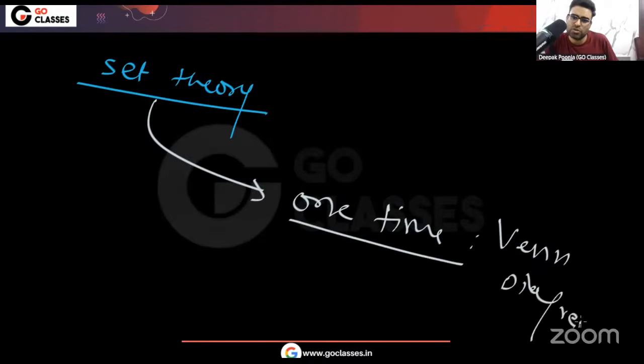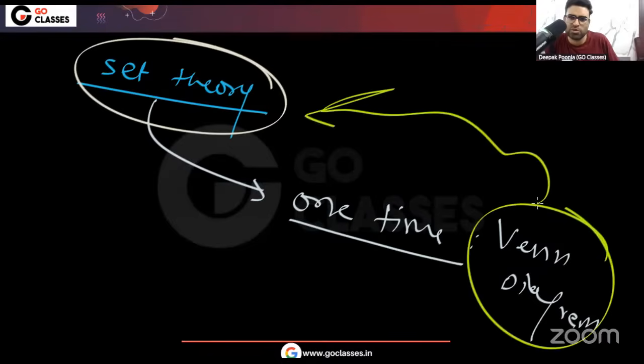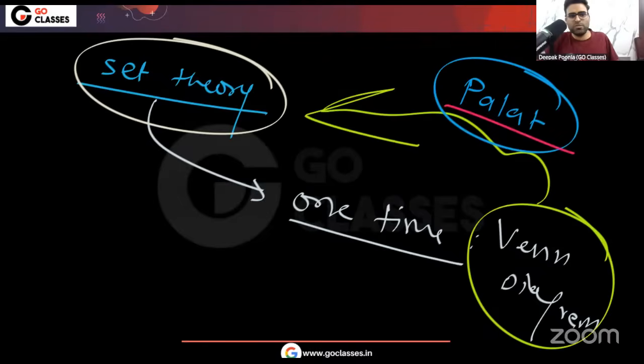Whenever a set theory question comes to you, and if you are not able to solve it, then the Venn diagram will tell you, look here. Yes or no? Palat, basically. If you have studied from GO Classes, then you will definitely turn around. So basically this is what the Venn diagram is saying. That a set theory question is there, so palat. One time you can think about it.